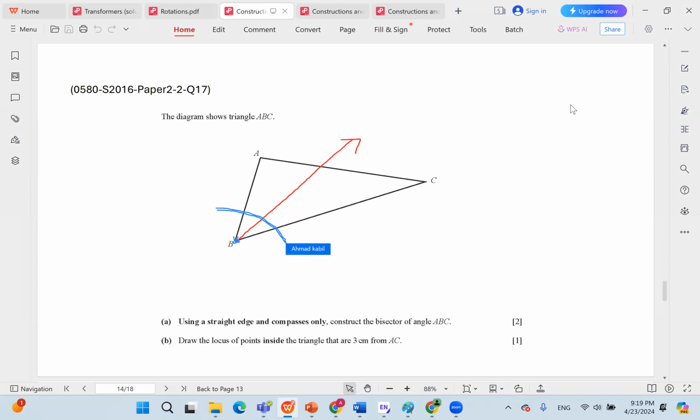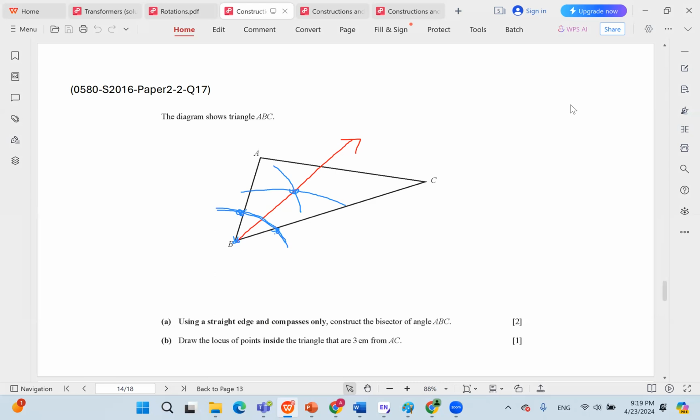And then we expand our compass a little bit. We put the iron part here. We draw an arc. And then we put the iron part here without changing the compass at all, and we draw our second arc. They will meet at a point. Then we draw the red line, or the red ray, joining the point B to the point of intersection of the arcs. Hence, we obtain the angle bisector.